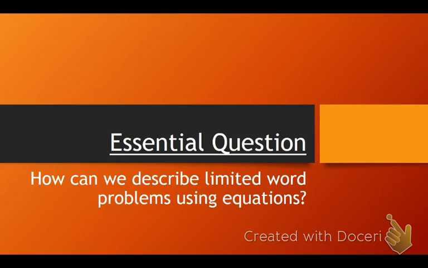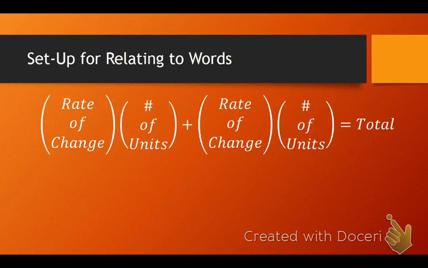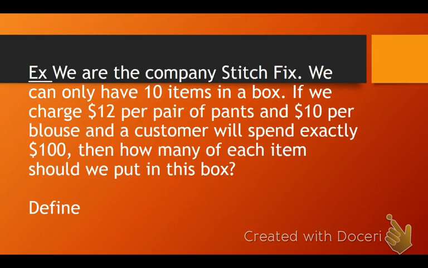So dealing with word problems, we're going to try to figure out how we can describe limited word problems using equations. Every time we relate in our portion of our word problem, we're going to make sure we have some sort of rate of change times number of units plus another rate of change times the number of units, and then it's going to equal some sort of total. And because we're dealing with companies today, it's probably going to deal with total cost that it would charge the company. All right, first word problem.